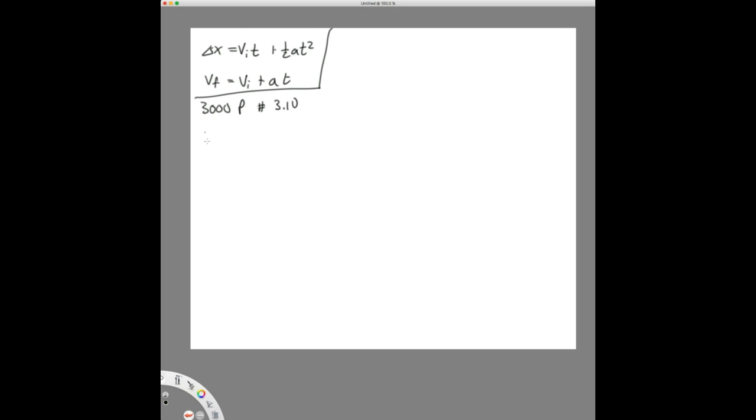So starting from rest says V initial equals 0, attains a speed of 2.7 meters per second. We'll call that V final. In a time of 3 seconds, so T equals 3 seconds. Hopefully you all had something like that. Then we have our questions.